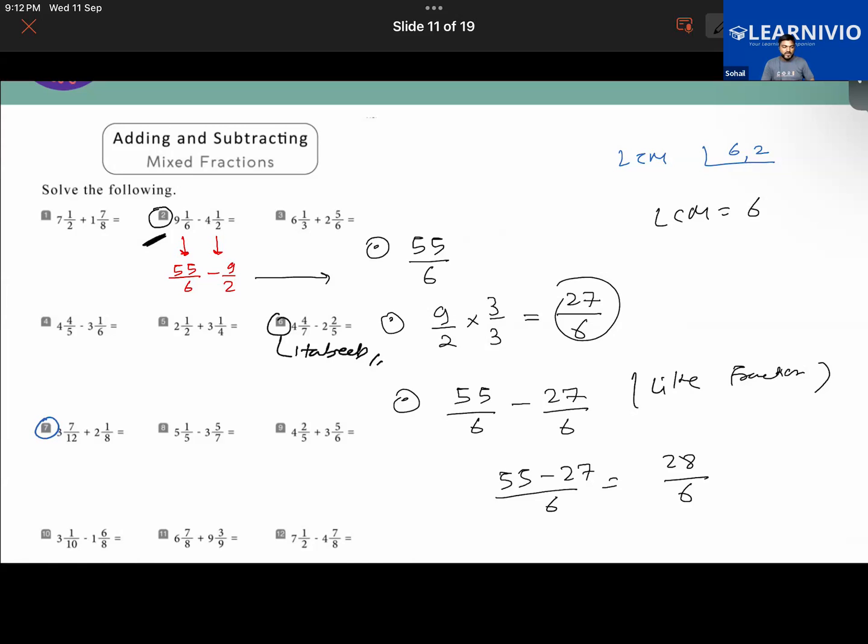Okay, do one thing. After this, we are going to revise the concept of addition and subtraction and some rules.